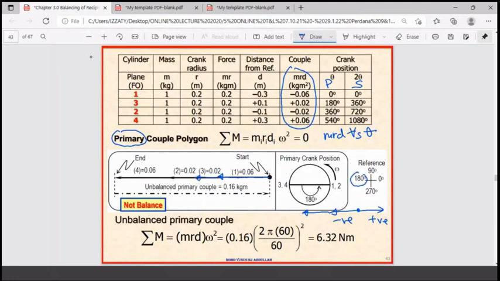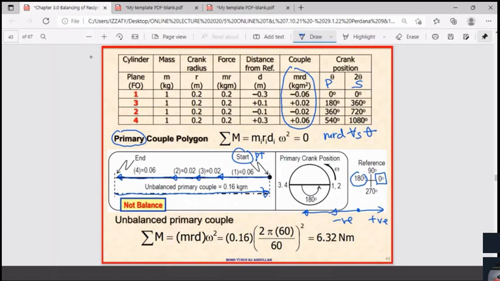Cylinder number 2 now. You have negative 0.02 at 360. 360 is supposed to fall here, correct? But you have negative, so it will fall further left. Next one, last but not least, is positive 0.06 at 540. 540 will fall at 180, so it goes further left. And you know that it is not balanced. What you need to do now is to balance this engine. You bring back the line, and the line will fall at the starting point. This is the starting point. Now it's balanced.